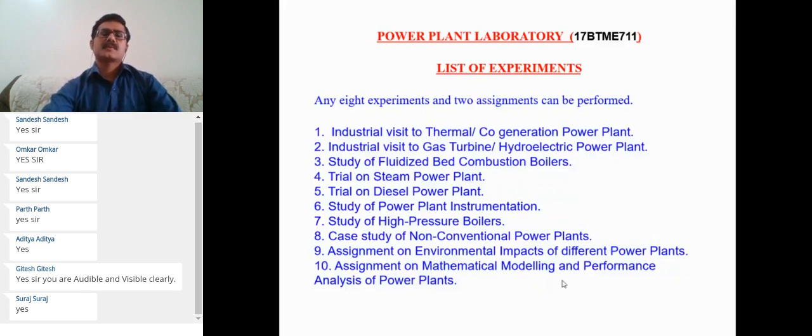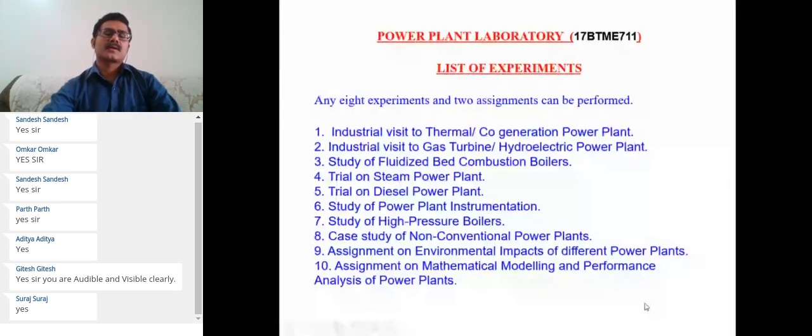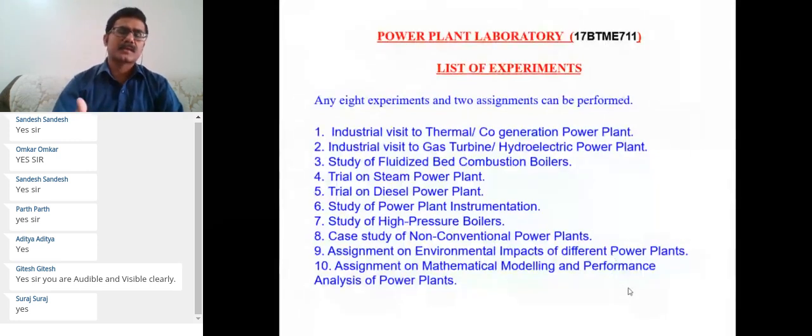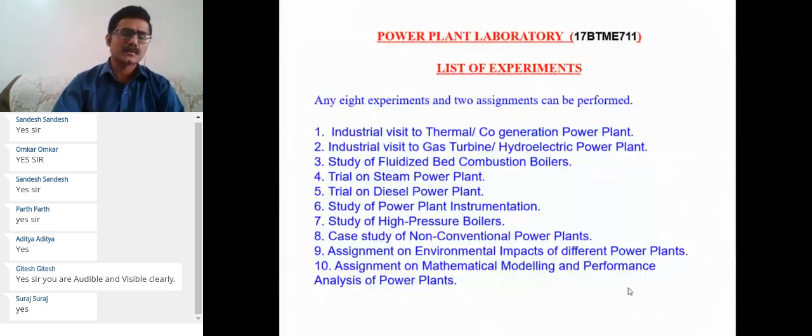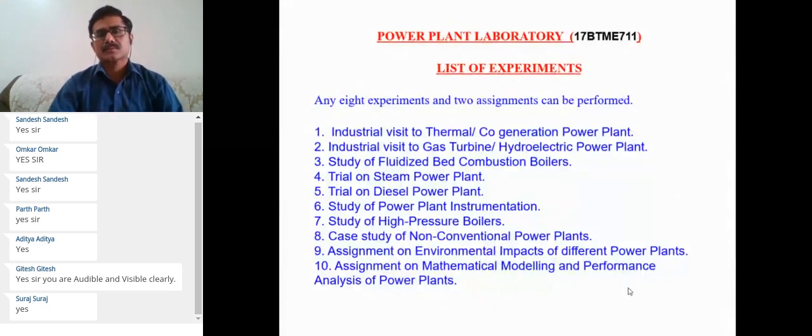By using any suitable software or programming language, you can solve that mathematical model, enter some input parameters and get the performance parameters, plot them on the x versus y axis, make comments based upon the trends that you obtain from those graphs, and write down the conclusions in your own notes. So that is the tentative, broad background for the power plant engineering laboratory.